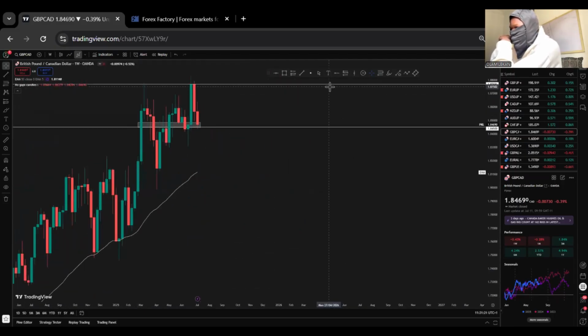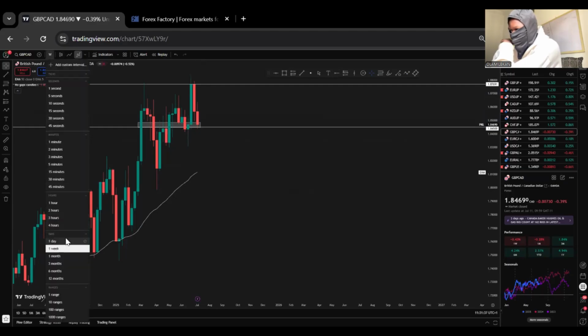So the weekly time frame is bullish. Can you see this is the higher low here, and this is the higher high, and price hasn't taken out this low here, and price hasn't also taken out this high here. So price is still bullish. So this is the higher low here, and this is the higher high. So let's go to the daily time frame.